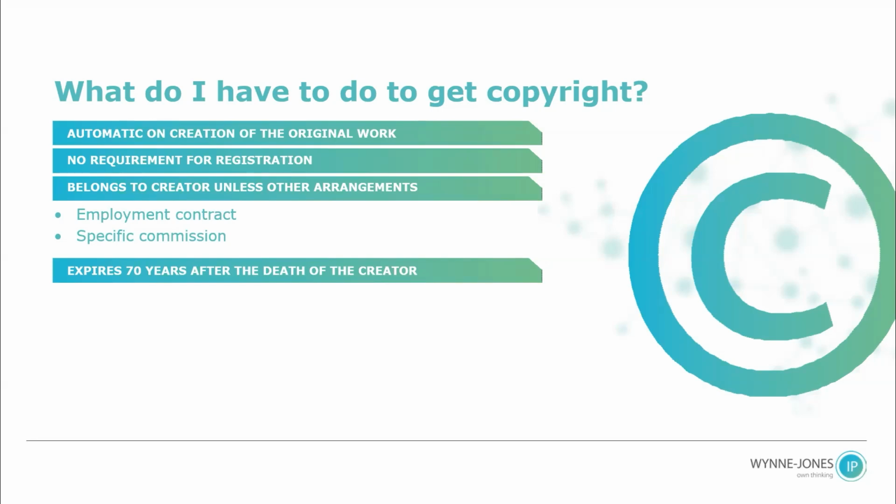The copyright normally belongs to the creator unless there's some other arrangement. So an employment contract or a specific commission are the two areas that typically move ownership, but it's the creator, it's the writer, it's the painter, it's the sculptor, it's the photographer, unless the work has been commissioned in some way. The rights last for the lifetime of the creator and 70 years after the death of the creator. So a piece of work that's created fairly early in a creator's life can have protection well in excess of 100 years.